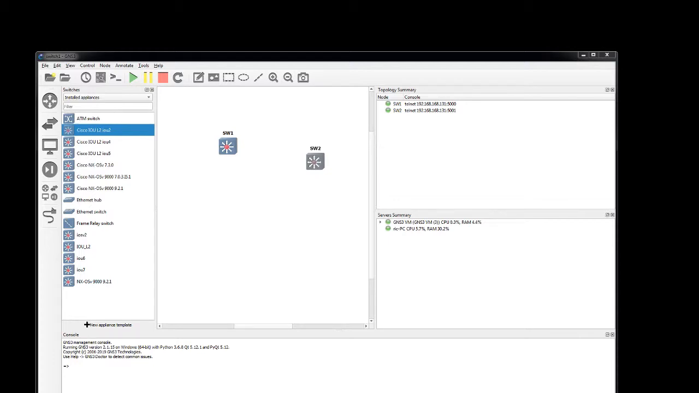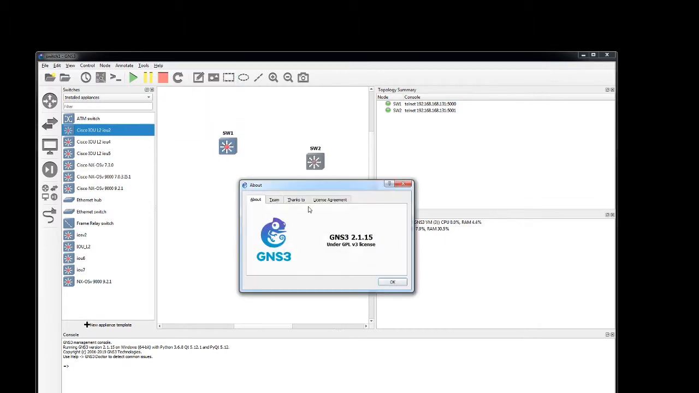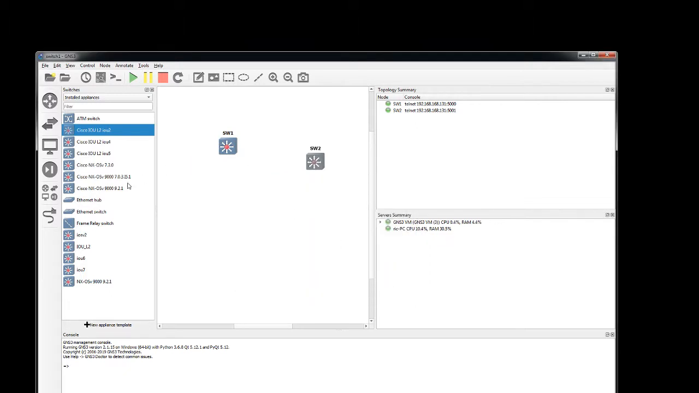So in this video, we're going to take a look at some basic Cisco IOS switching using IOU images. We're using GNS3, I think 2.1.5. Well, let's take a look. Yeah, 2.1.5. I've got my two switches out, so we're going to make a connection from E0 to E0.